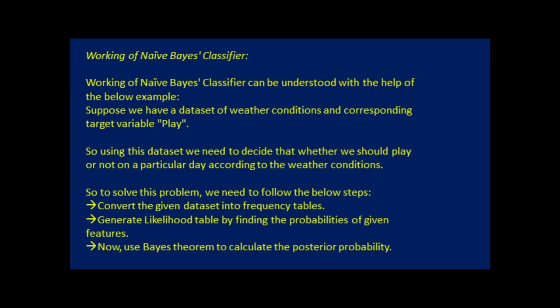Now the working of the Naïve Bayes classifier can be understood with the help of the algorithm. I'm giving a data set for the weather conditions, and the corresponding target variable is play. We are going to find whether we can play or not according to the weather condition. First of all, there are three steps to follow in the Naïve Bayes algorithm. First, convert the given data set into the frequency table. Then generate the likelihood table by finding the probability of the given features. Now use the Bayes theorem to calculate the posterior probability.